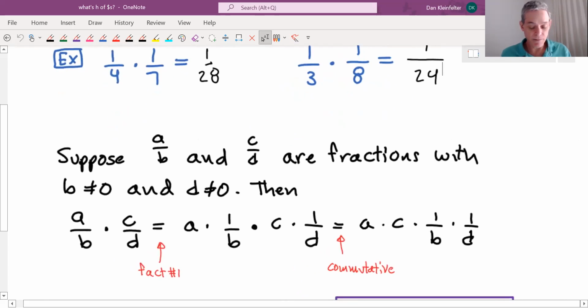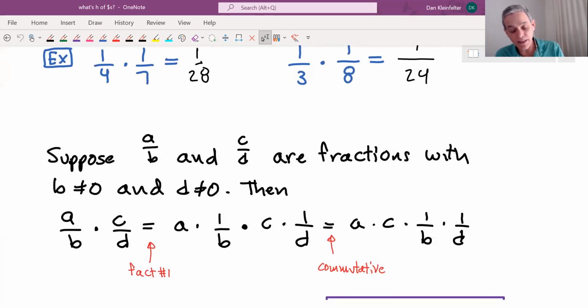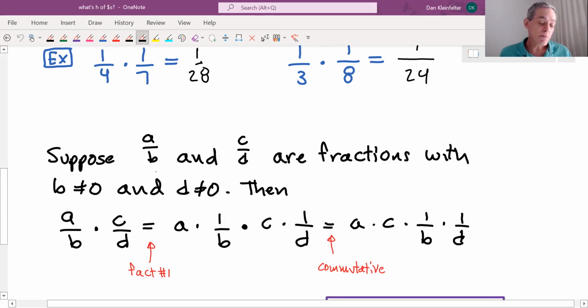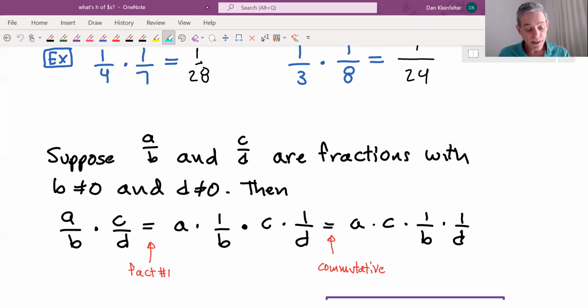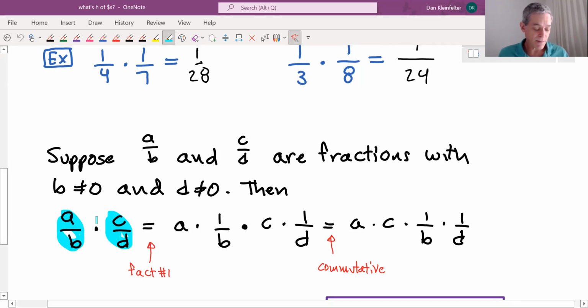So let's take this part little by little. What we're doing is developing the formula for multiplying fractions just in general. So suppose that a over b is one fraction and c over d is another fraction, and b is not 0 and d is not 0. We can never have 0 on the bottom of a fraction, right? So forget about that. Now let's say we want to know the product of the two fractions. So we have a over b times c over d.